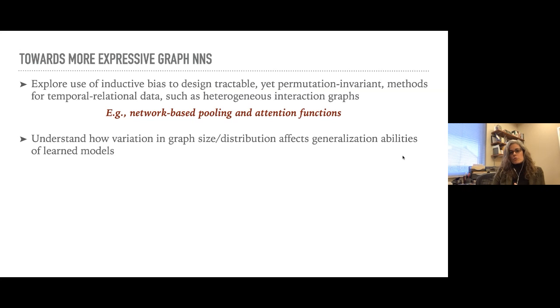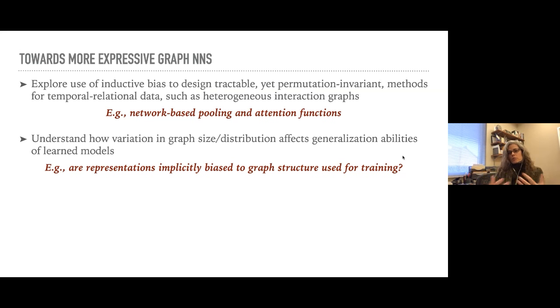I think it's also important that we understand how variation in graph size or distribution of structures affects the generalization ability of these learned models. We've been showing for some time in the graphical model literature and relational learning that graph structure is implicitly wrapped into the objective functions and the formulation of the models, and we don't yet understand, when we learn it on one kind of graph, what types of graphs the model is going to be able to generalize well to.